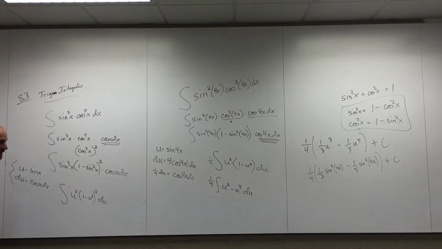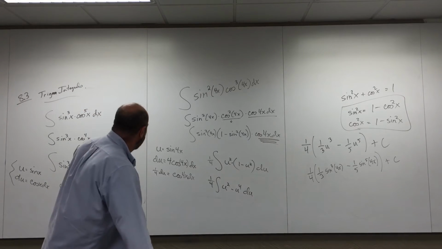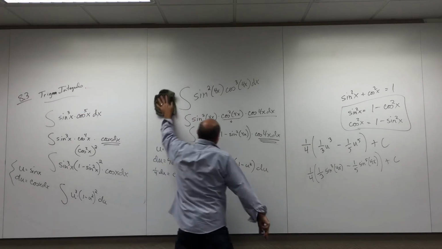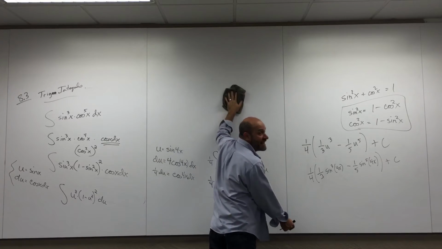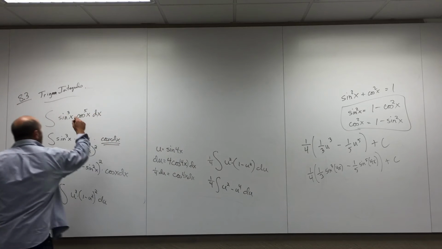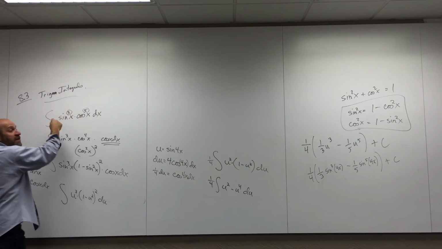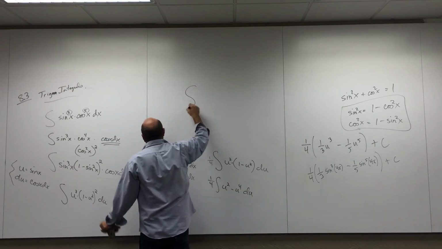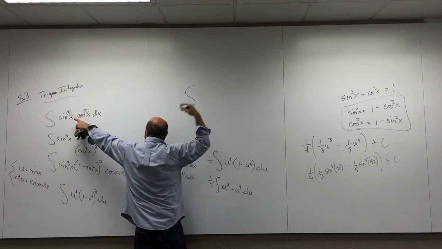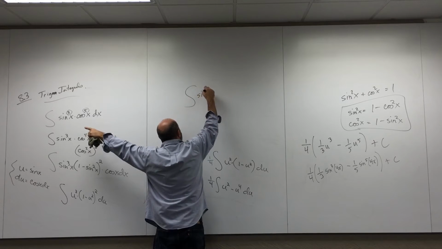Okay, I'm going to leave that hanging. I want to show you this problem. I could have done this problem differently. I'm calling this game odd man out. Because they were both odd powers, I could have put the other one out. Let me show you what I mean. In other words, I could have put one of those sines out there. This would have been sine squared.